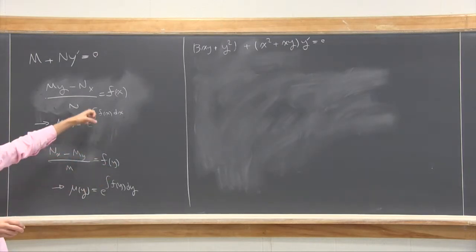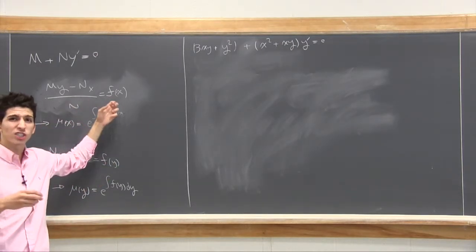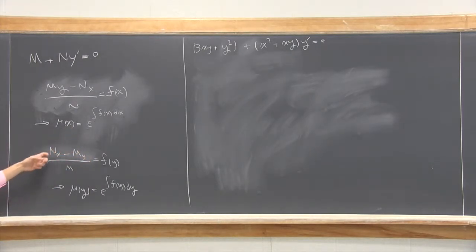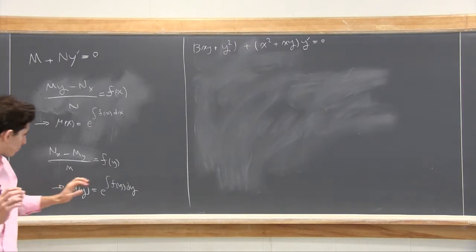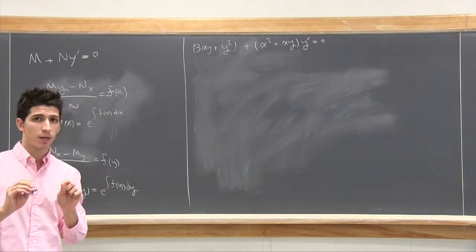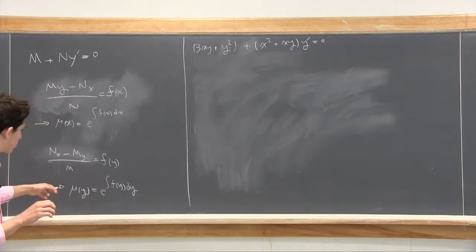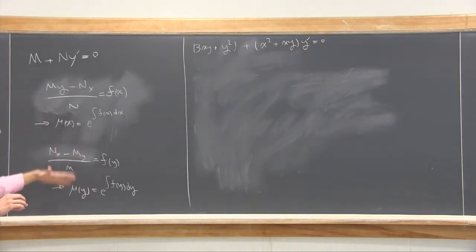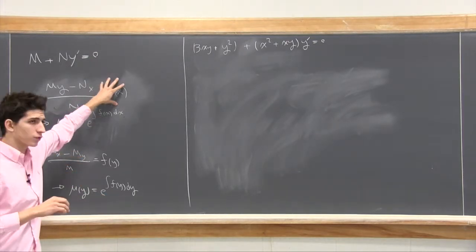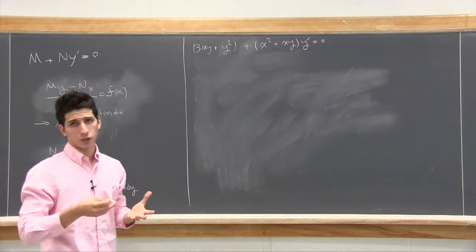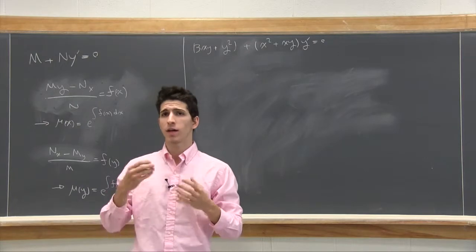If that doesn't work, in other words, we don't get a function just in terms of x, then we have a second option. We're going to do the same thing, but this time we take Nx minus My and divide it by M. And if that gives us a function just in terms of y, then we're still good. We can construct our integrating factor just as easily. But if neither of these two work, in other words, we don't get a function of just x here and we don't get a function of just y here, then we really can't make it exact with any elementary methods.